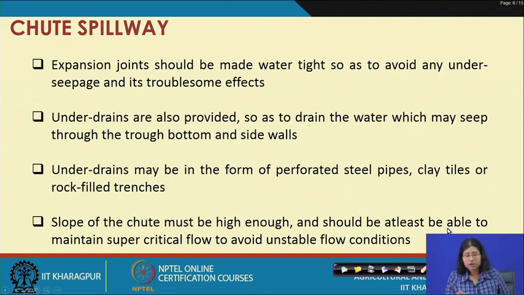So, the expansion joint should be made watertight so as to avoid any under seepage or any troublesome effect. Under drains are also provided so as to drain the water which may seep through the trough bottom and the side walls. The under drain may be in the form of perforated steel pipe or clay tiles or rock filled trenches, and the slope of the chute must be steep enough to maintain a supercritical flow to avoid any unstable flow condition.